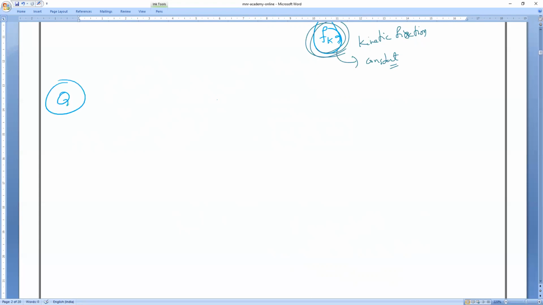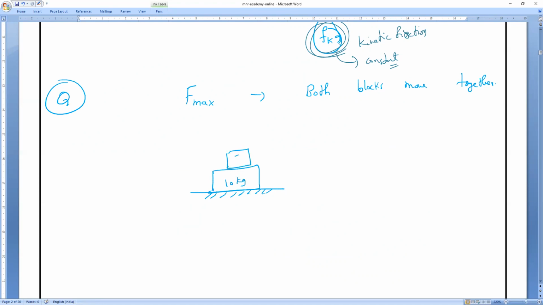Now the next question, all of you write it. Find F maximum so that both the blocks move together. Again the same thing. There are blocks one over another: a 10 kg block, and above it a 5 kg block. Now I am applying some unknown force on the 5 kg block.